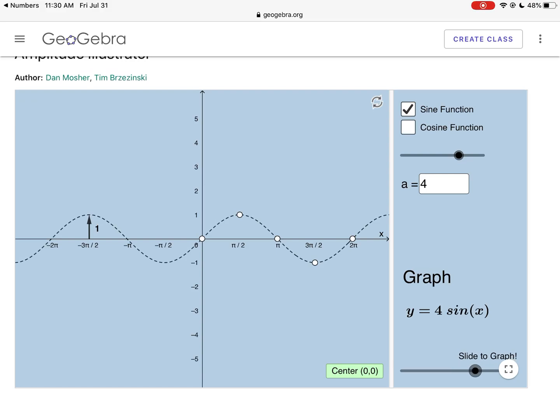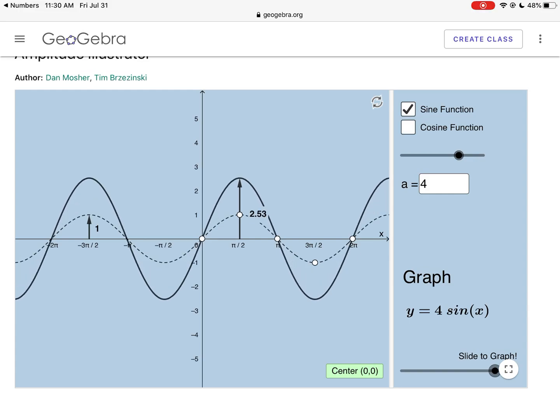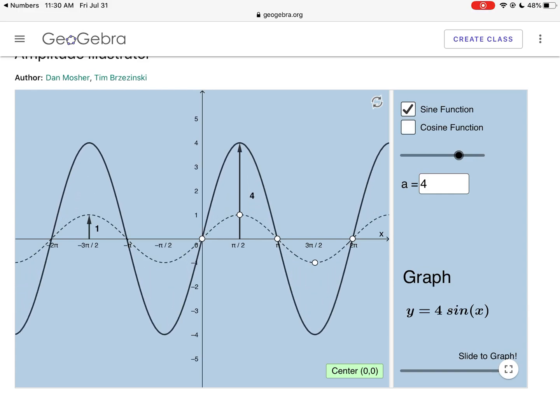Now we'll see the curve transformed into y equals 4 times sine of x. And notice what that 4 does. It gives us a new amplitude of 4 units. All right, and think about what's happening here. This is nothing more than a vertical stretch taking place, okay?